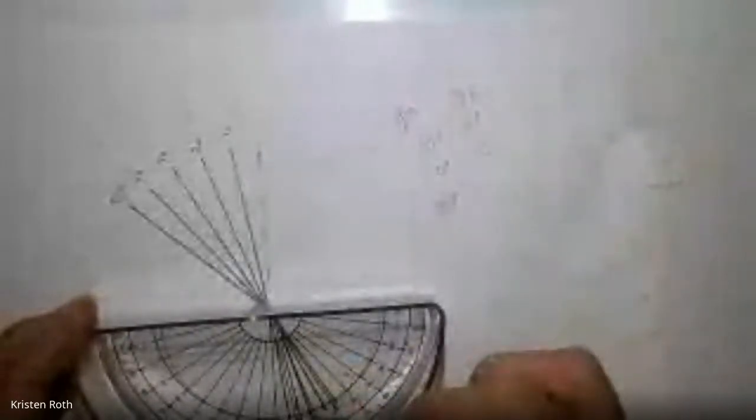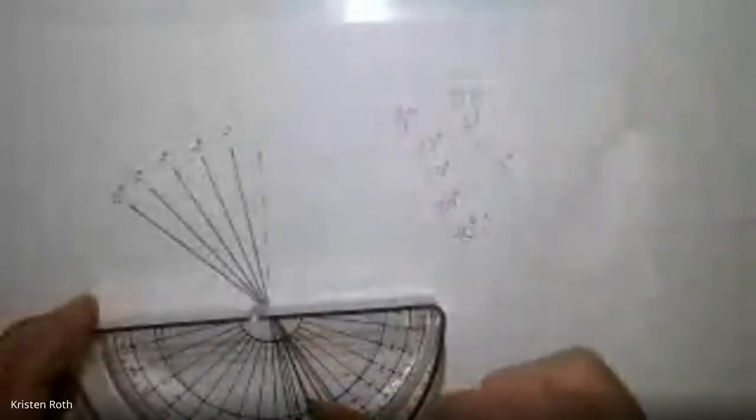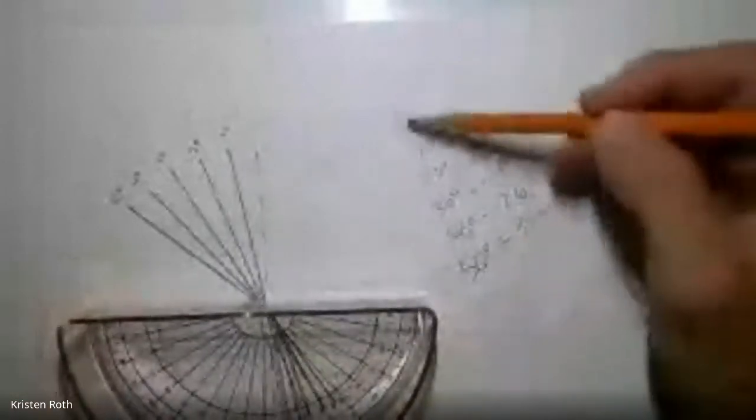All these lines are throwing me off. 10. That looks like it's about 18. 40 degrees equals, that's 20. Let's put 26. And 50 degrees equals 32. Okay? So these are the incident angles. This is the refracted angle.